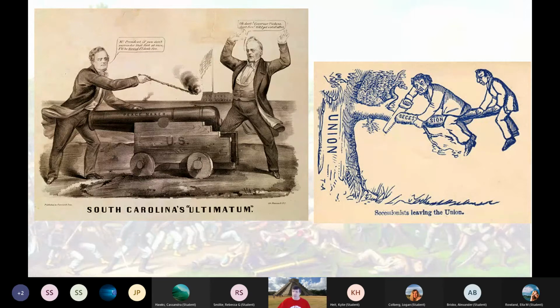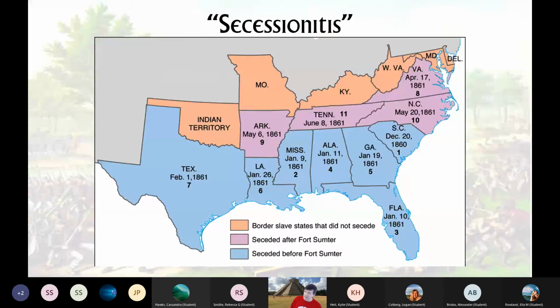But let's be clear about it. The secessionists had a pretty clear advantage. They called it Secessionitis. Pretty soon, all of the Deep South followed. And if you look at the dates, the state with the most slaves seceded first. The state with the second most slaves seceded second. And then all the rest of the Deep South, which had the highest percentage of slaves, seceded. Texas hesitated, but then by February, they seceded.